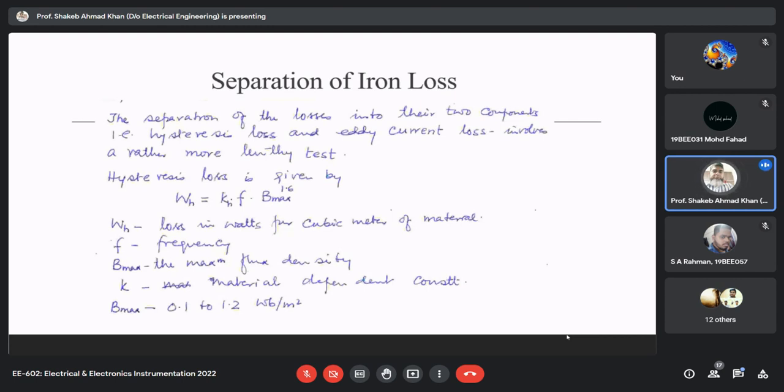the iron loss into its two components, hysteresis and eddy current. This is the formula you must have studied earlier: hysteresis loss is directly proportional to the frequency, times a constant, and the flux density to the power of something called the Steinmetz index, which is material dependent. So the hysteresis loss is directly proportional to the frequency, the Steinmetz constant and the flux density.